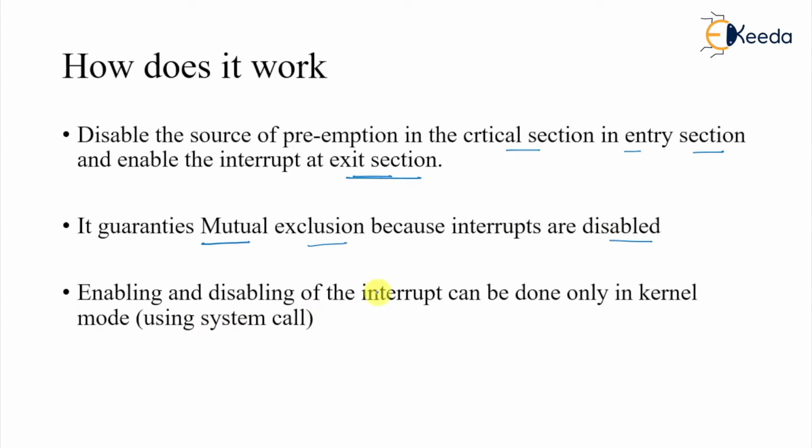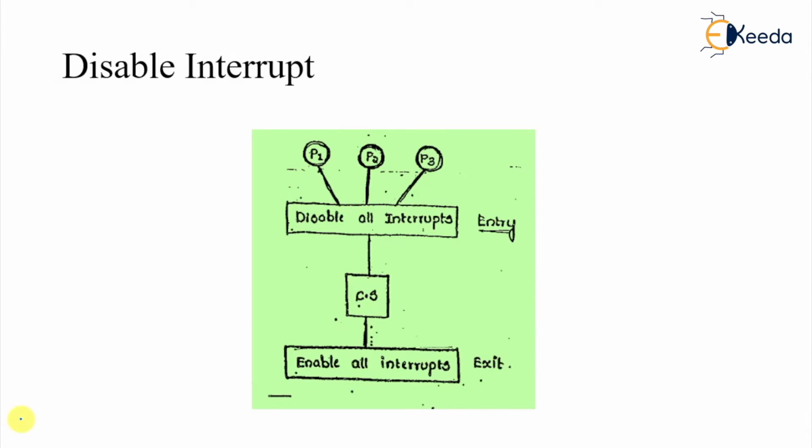Enabling and disabling of the interrupt is done by the kernel, and we can use a system call. So that is purely at the hardware level. The processes P1, P2, P3 will look like this: you disable the interrupts at the entry, execute the critical section, and then finally enable all the interrupts. But you need hardware support for this.